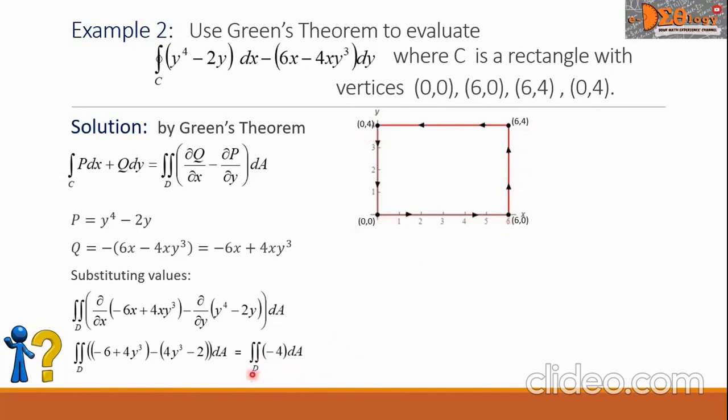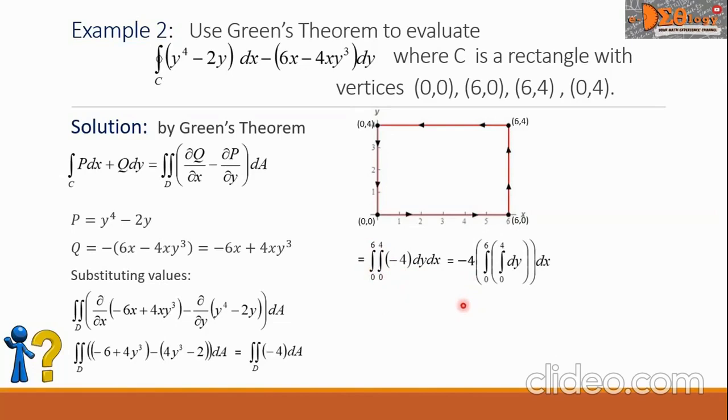We redefine now our double integral formula. The dA becomes dy dx, and then let us write the limits of integration. For the first integral here, the outside integral, that is with respect to dx, the limits are 0 and 6 respectively. For the inner integral, that is with respect to dy, the limits are from 0 to 4. Since negative 4 is a constant, we can move this outside the integral signs. So it becomes like this.